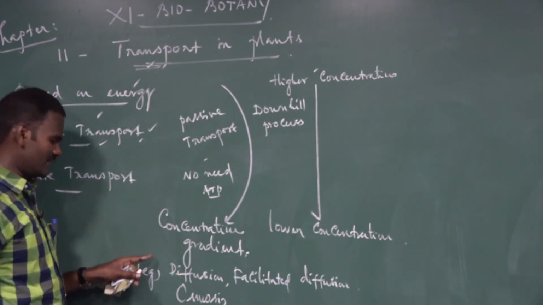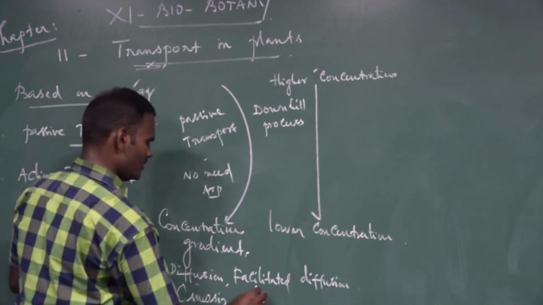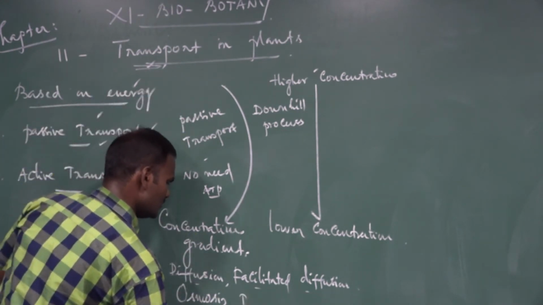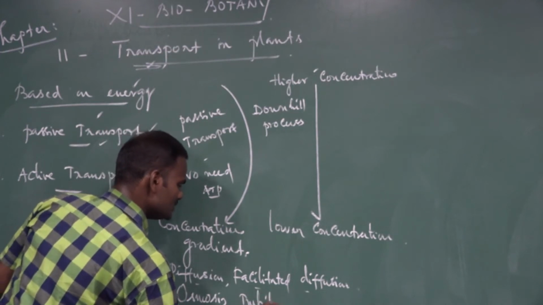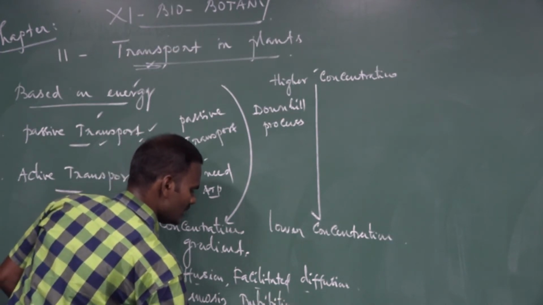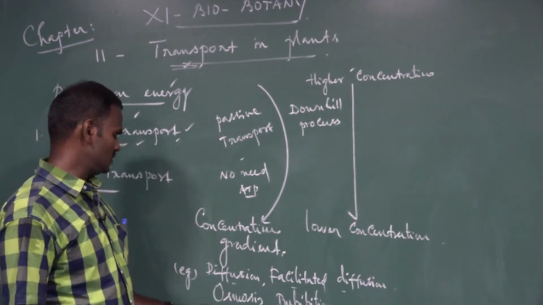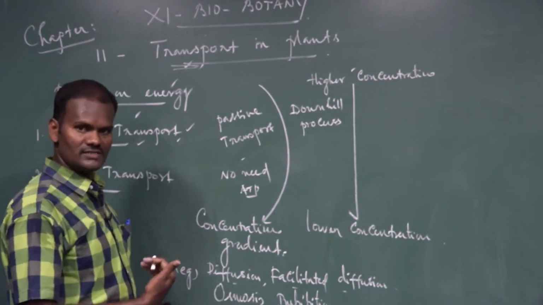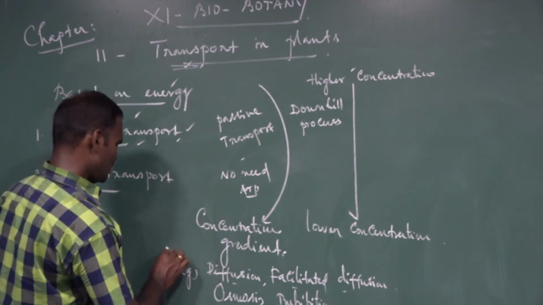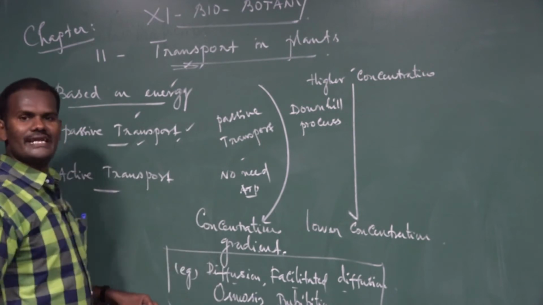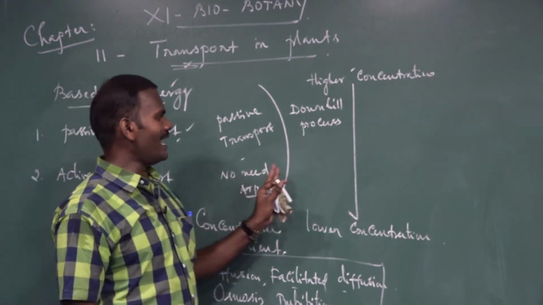Examples of passive transport: diffusion, facilitated diffusion, osmosis, then imbibition. I will explain later what diffusion, facilitated diffusion, osmosis and imbibition are. We will explain one by one. Then what is active transport?